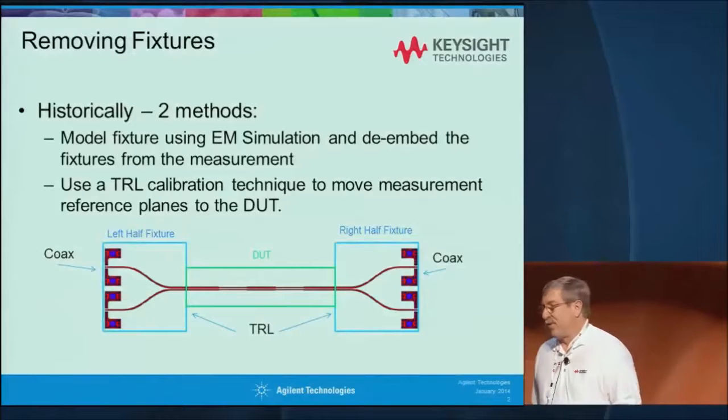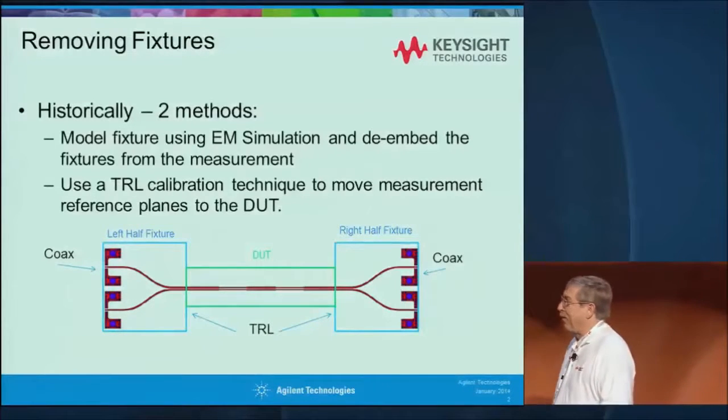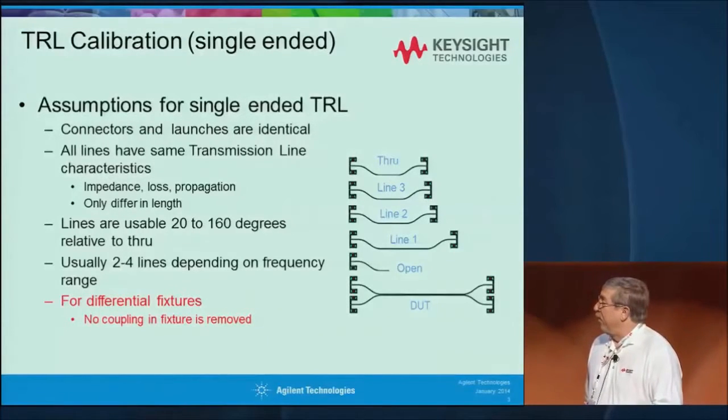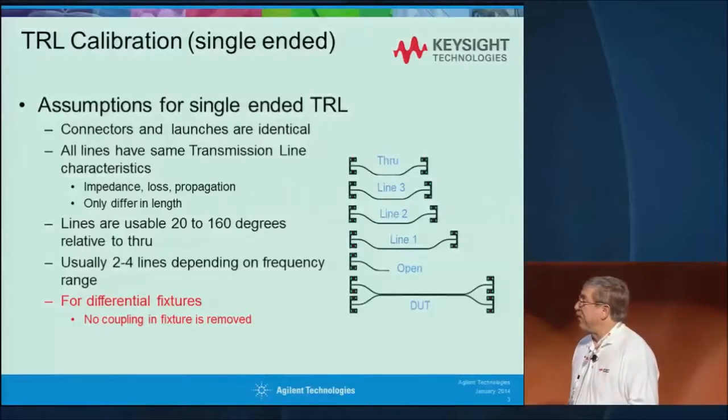I've worked with customers over the last 10 years and probably helped people build 30 or 40 TRL cal kits, and that was the way that we always recommended to get the fastest way to accurately remove your fixtures. Some of the assumptions quickly on TRL. First, you need a through, which is the left fixture and the right fixture put together. Then you may need one or more lines to cover the frequency range that you're doing, a reflect of some kind, either an open or a short, and then ultimately you have a DUT that you're going to measure.